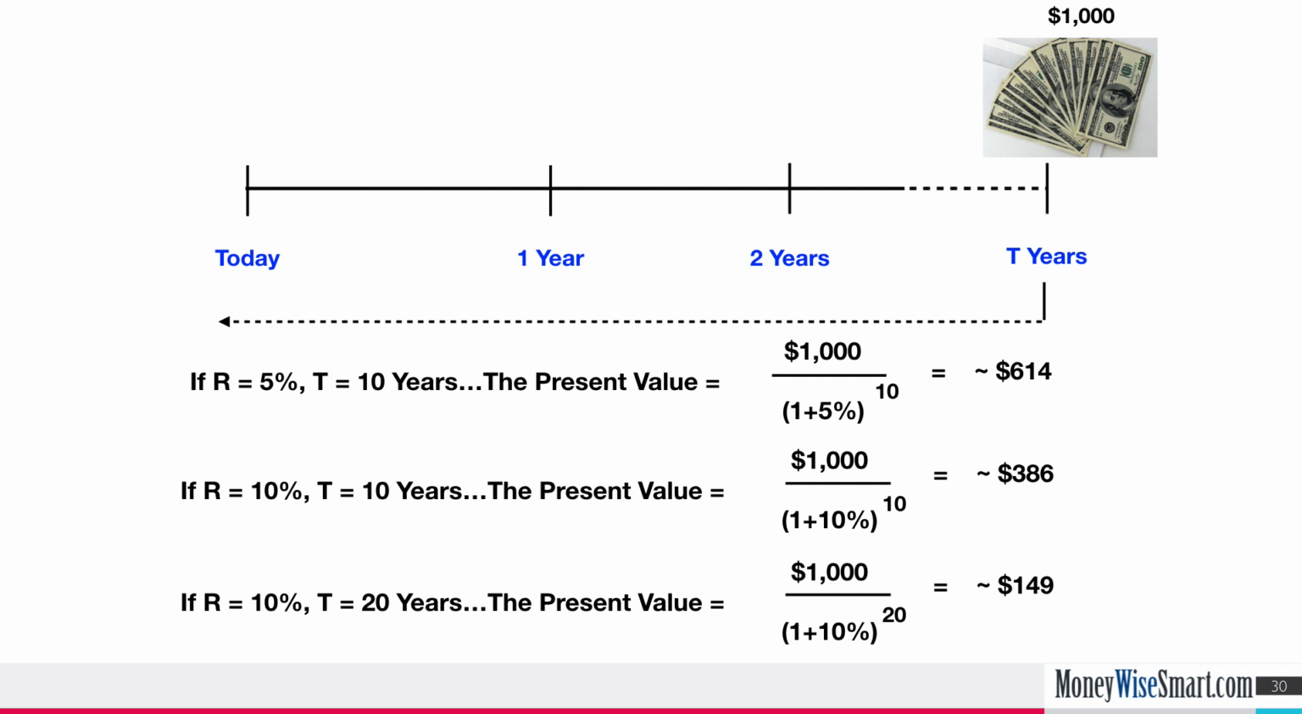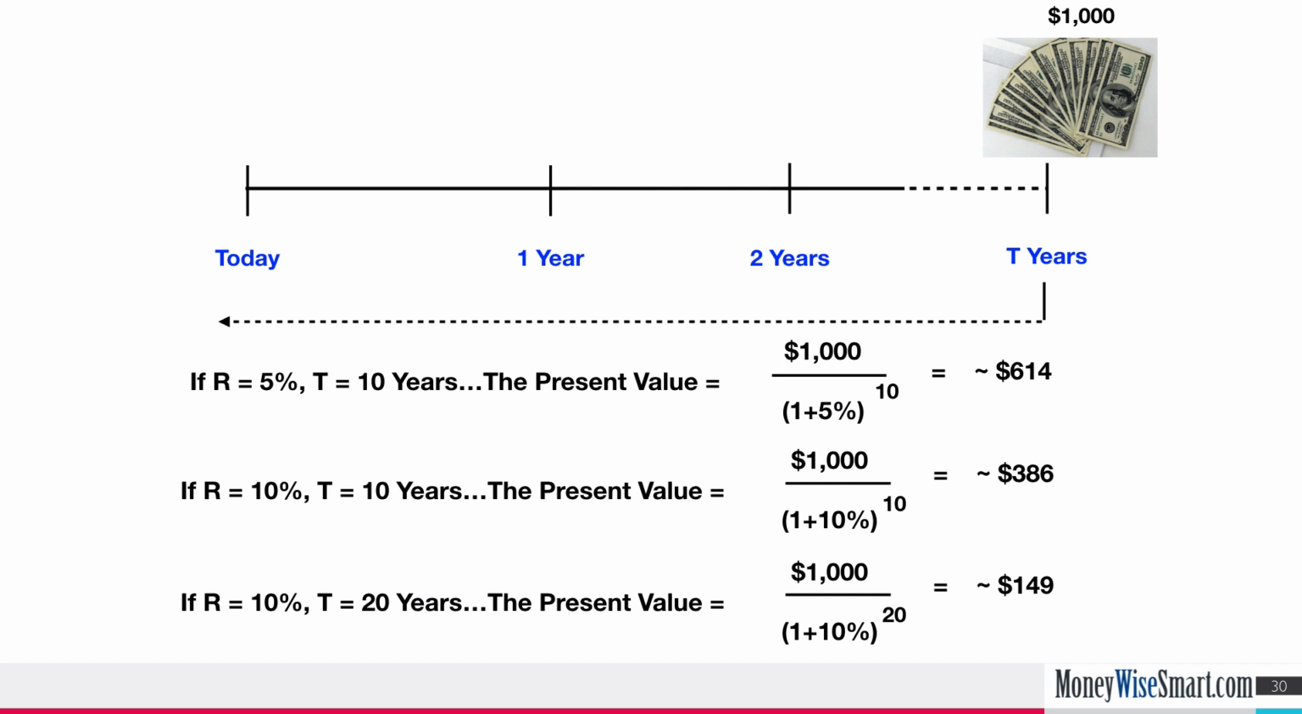So going by the same logic, if I tell you that you are supposed to receive $1,000 10 years from now, if you invest a certain amount of money at a certain rate, the higher the rate is, the lower the amount you have to invest today. As the discount rate R is in the denominator, the higher the value of the discount rate, the lower is the present value. And as T is in the exponent, the higher the value of T, the present value is going to be even lower.